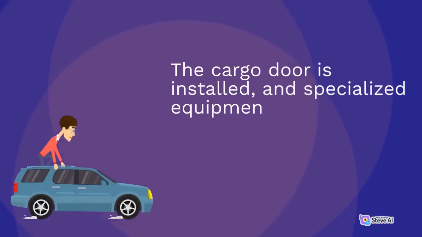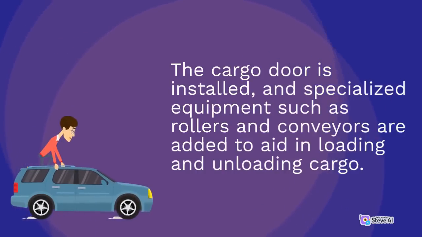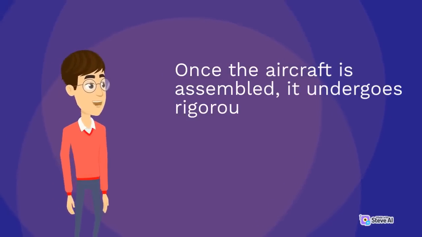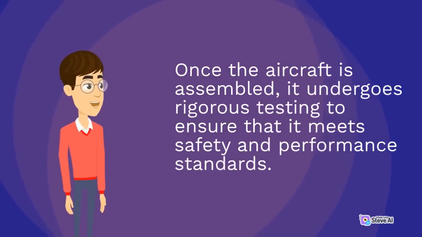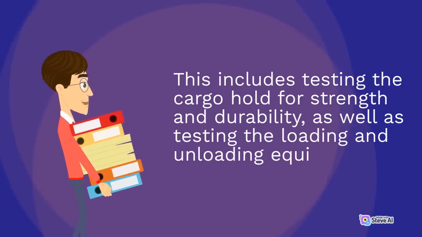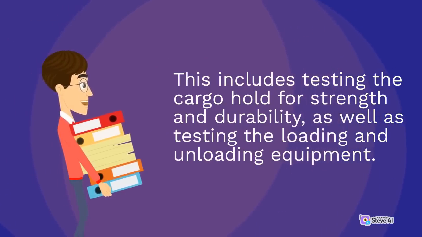The cargo door is installed, and specialized equipment such as rollers and conveyors are added to aid in loading and unloading cargo. Once the aircraft is assembled, it undergoes rigorous testing to ensure that it meets safety and performance standards. This includes testing the cargo hold for strength and durability, as well as testing the loading and unloading equipment.